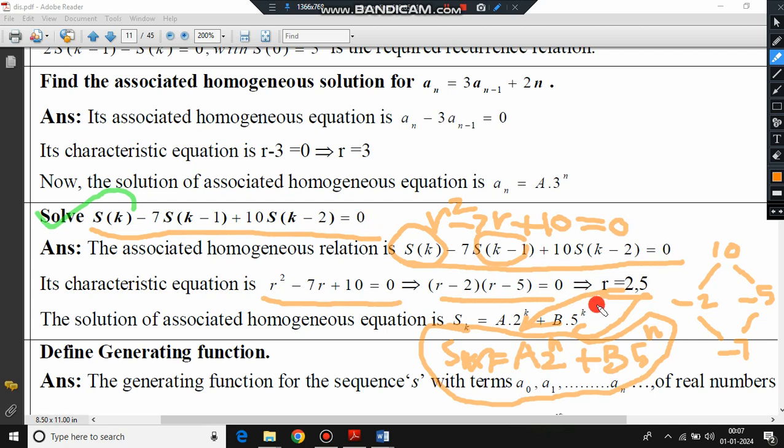So this is the way we can solve a recurrence equation whose characteristic equation is a quadratic equation. With that we come to the end of this problem.